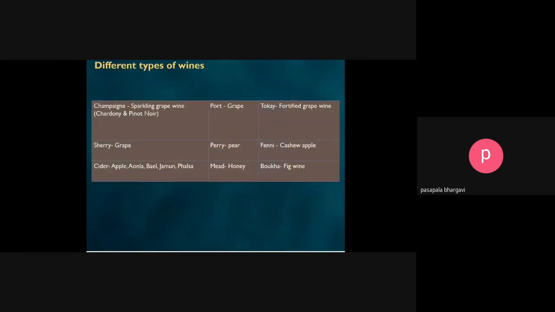And these are the different types of wine: Champagne, sparkling grape wine, for example Chardonnay and Pinot Noir; Port and Tokay are fortified grape wine; Feni is from cashew apple, perry from pear, mead from honey, and Bocca means made from fig. Cider means apple; from fruits like hondla and jamun, they may also extract cider.